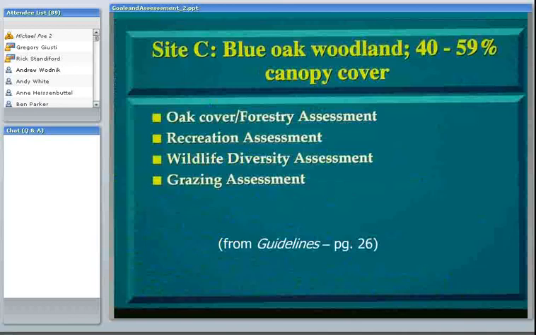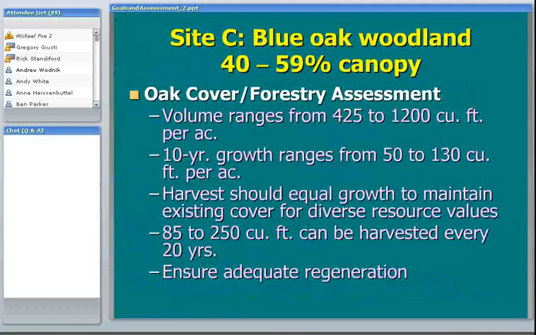we've been able to do on oak cover, and a general forestry assessment, a recreational assessment, a biodiversity assessment, and a grazing assessment. And so just as an example for this, for the 40 to 60% canopy, we give a range of volumes there, 425 to 1,200 cubic feet per acre. We give an estimated 10-year growth rate.